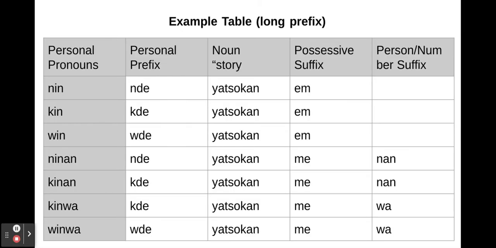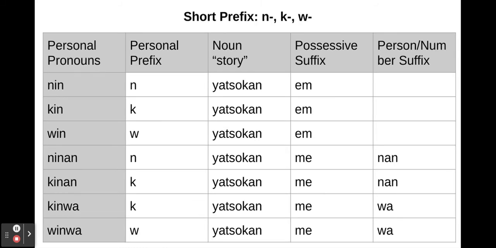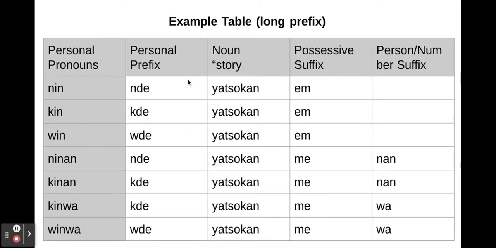Example table for the long prefix. Example table for the short prefix. You see how the short prefix is just n, k, w, n, and then the long prefix is nde, kude, wude, nde. Or in this case, the long prefix would turn into ndi, kudi, wudi, because you're combining it with a Y.